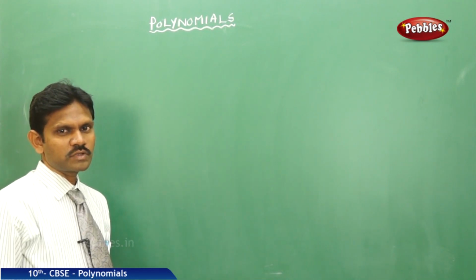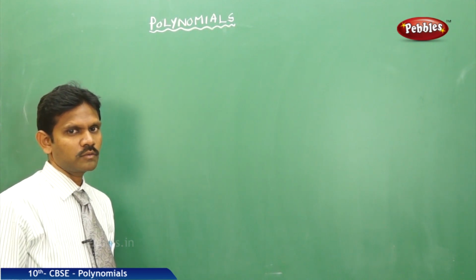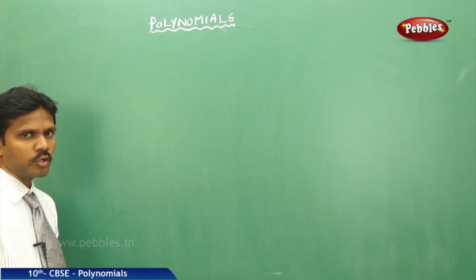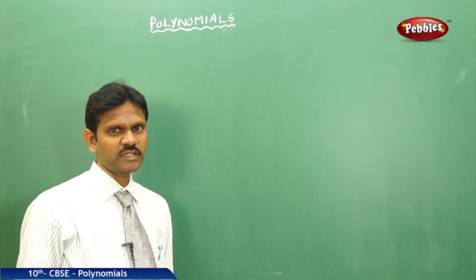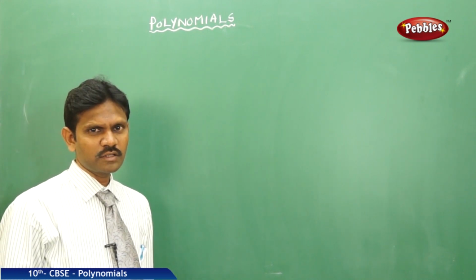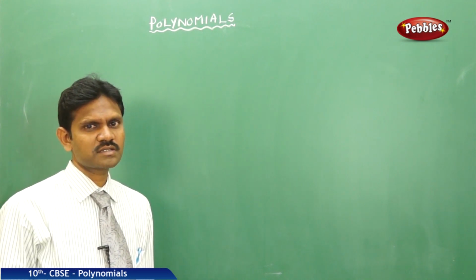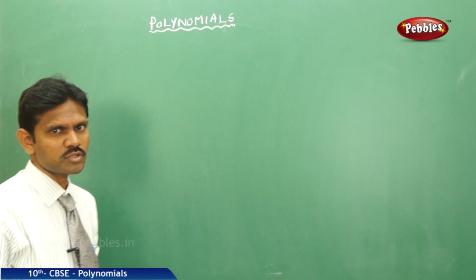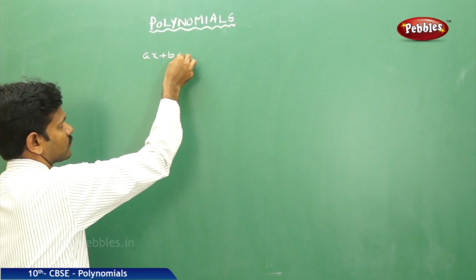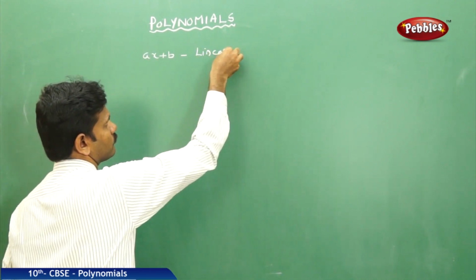Today we are going to discuss one of the important chapters, polynomials, of the CBSE board. Okay, let's start with the introduction. Polynomials are of different kinds, that is linear polynomial, quadratic polynomial, cubic polynomial, depending on their degree. If the highest degree is 1, it is called a linear polynomial. For example, ax plus b is a linear polynomial.